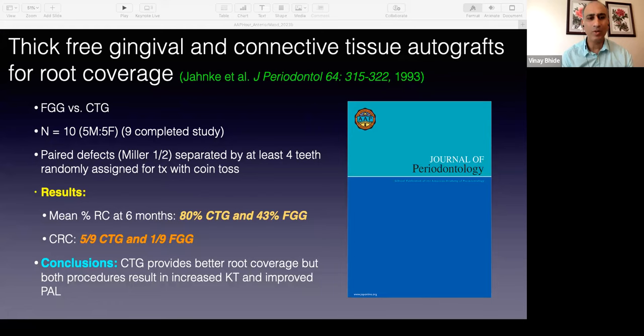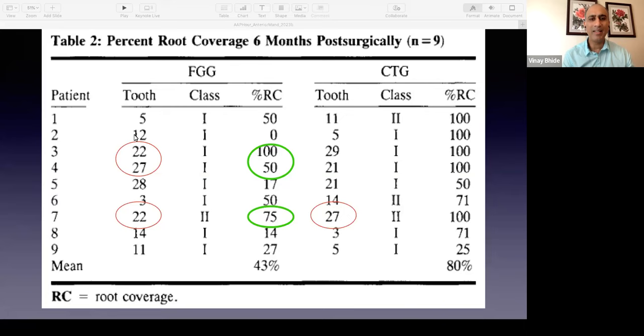And of course, they found that the mean root coverage was much higher with a connective tissue graft versus a free gingival graft, and that they had complete root coverage in about 55% of CTG sites, and only about 11% of free gingival graft sites. And they concluded that connective tissue grafts provide better root coverage, but that both procedures resulted in increased keratinized tissue and improved attachment levels.